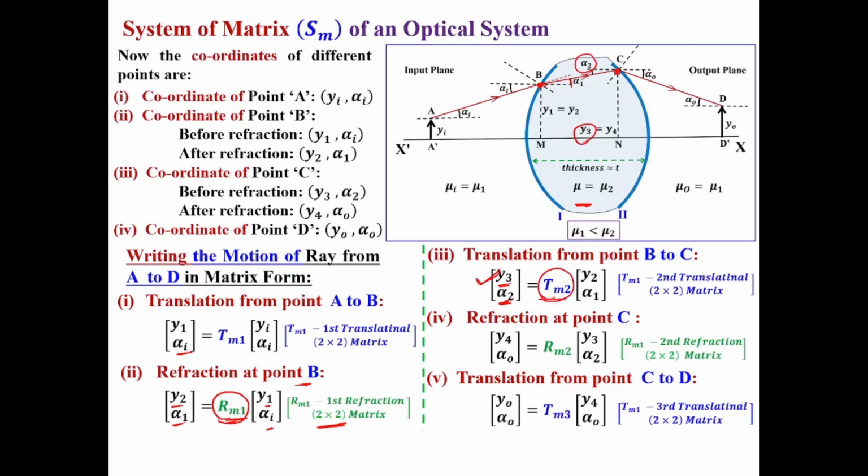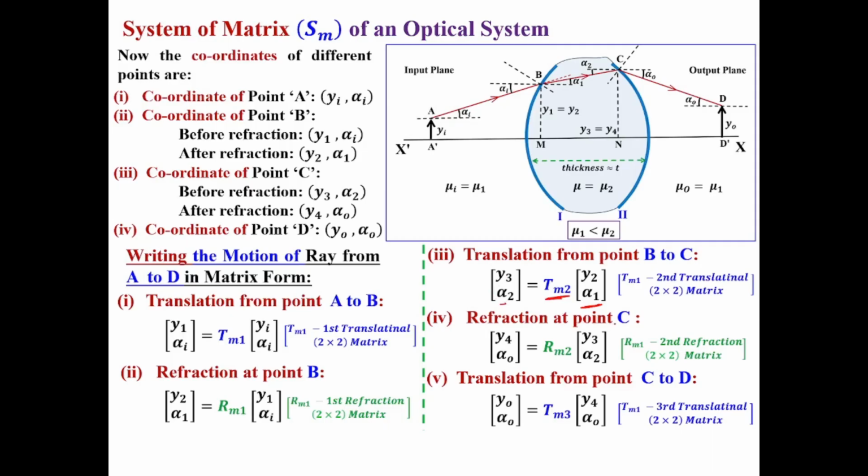So here the translational matrix is nothing but your second translational matrix. This is your TM2, I mistakenly wrote TM1. It will operate over the previous information, which is y2 alpha 1. So the previous information operated by translation matrix 2 gives us y3 alpha 2.